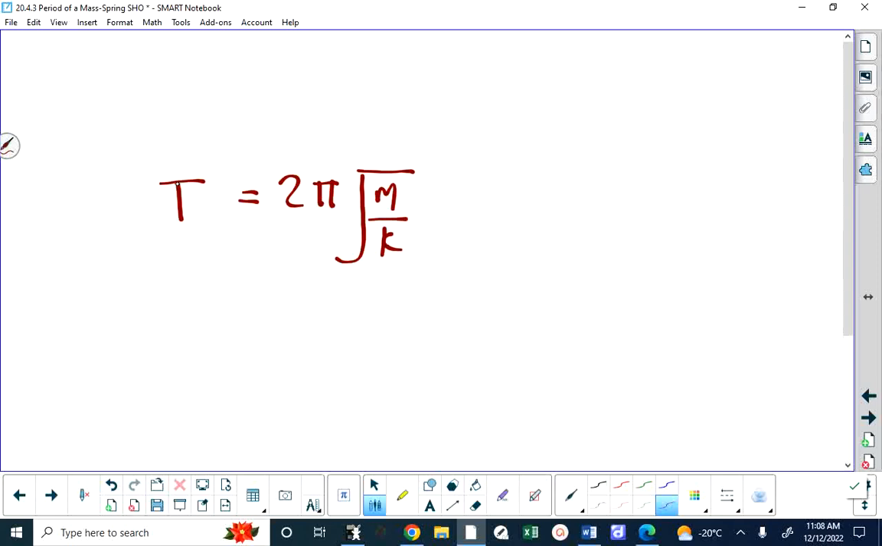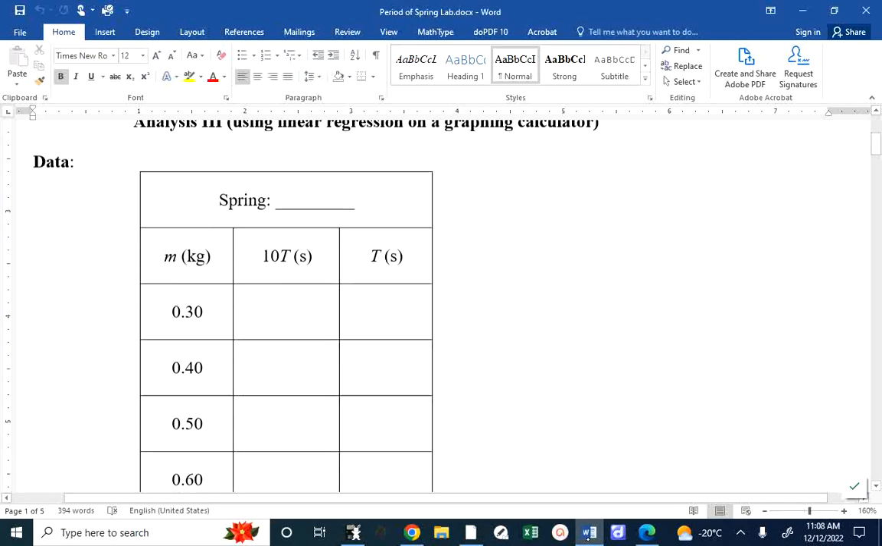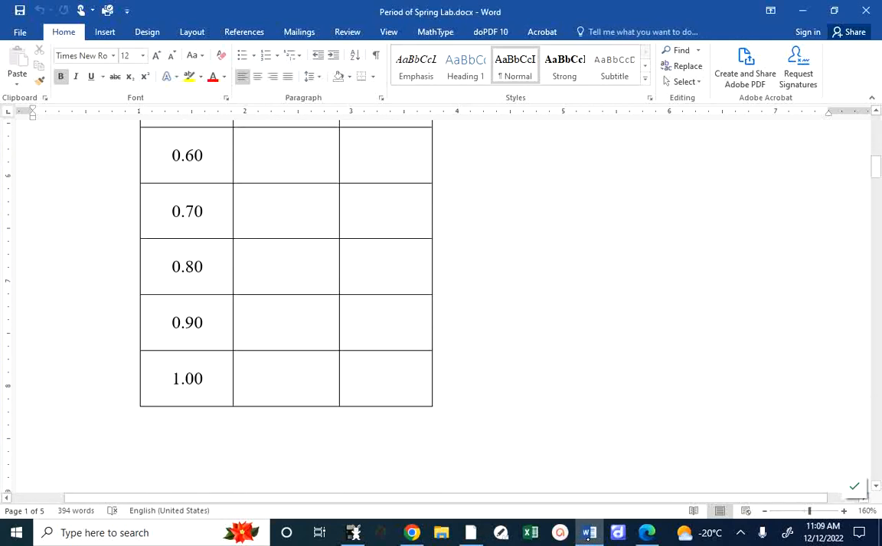So your two variables are the period and the mass. And you can see based on the table I've given you that you're going to be finding the period for 10 different masses. You're going to start off with 0.3 kilograms, which means using a 0.2 kilogram or 200 gram mass with a 100 gram mass hooked on it, and you're going to be determining the period.